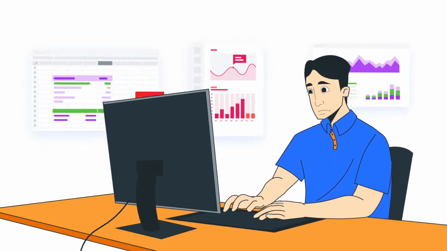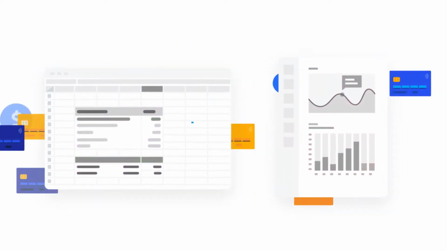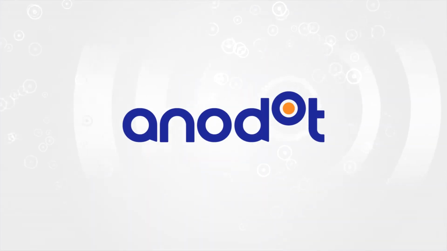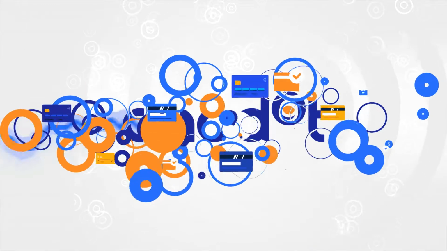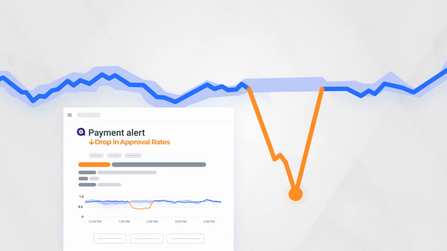Are you digging into multiple dashboards and Excel reports to investigate payment issues? Do your merchants find out about transaction incidents before you do? Anodot monitors millions of financial transactions in real time, autonomously, while you work. We'll alert you when it's time to act.